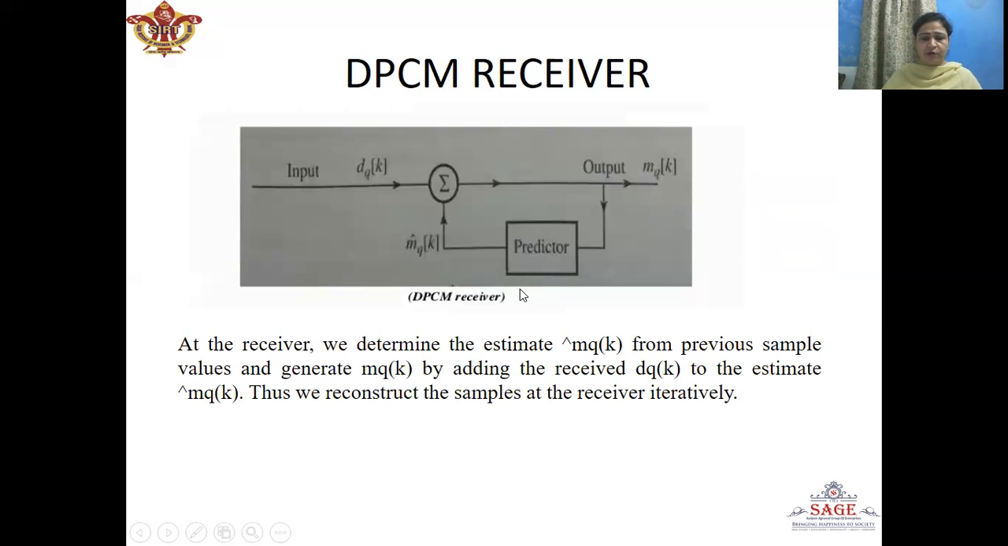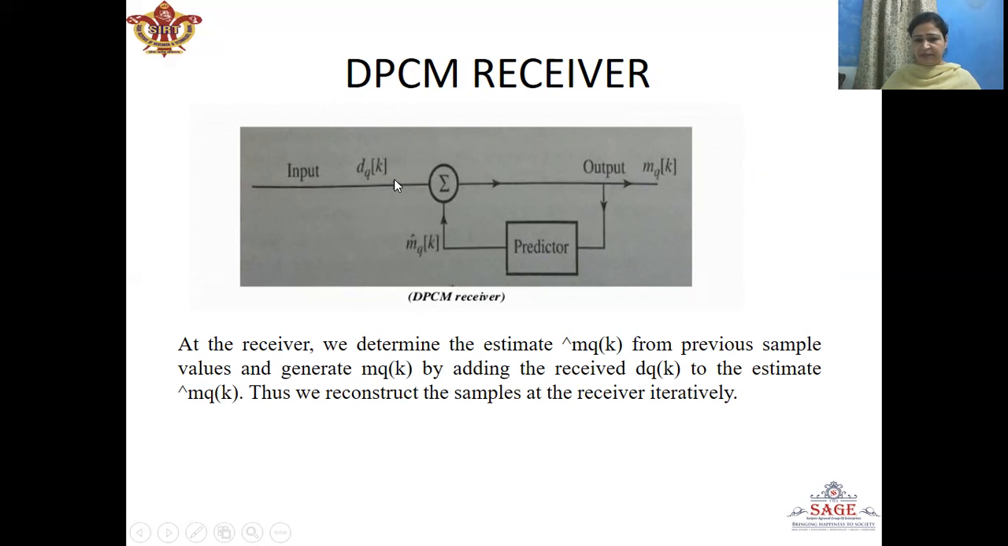Now, here in this block diagram, we can see the DPCM receiver. Here, input DQK. As I have already told you that instead of transmitting MK, we transmit the difference between MK and MQ cap K. And this DK is quantized to generate DQK, which is transmitted. Since DQK is a very small value in amplitude, a lesser number of bits will be required to encode this. So this will result in reduction of the bandwidth.